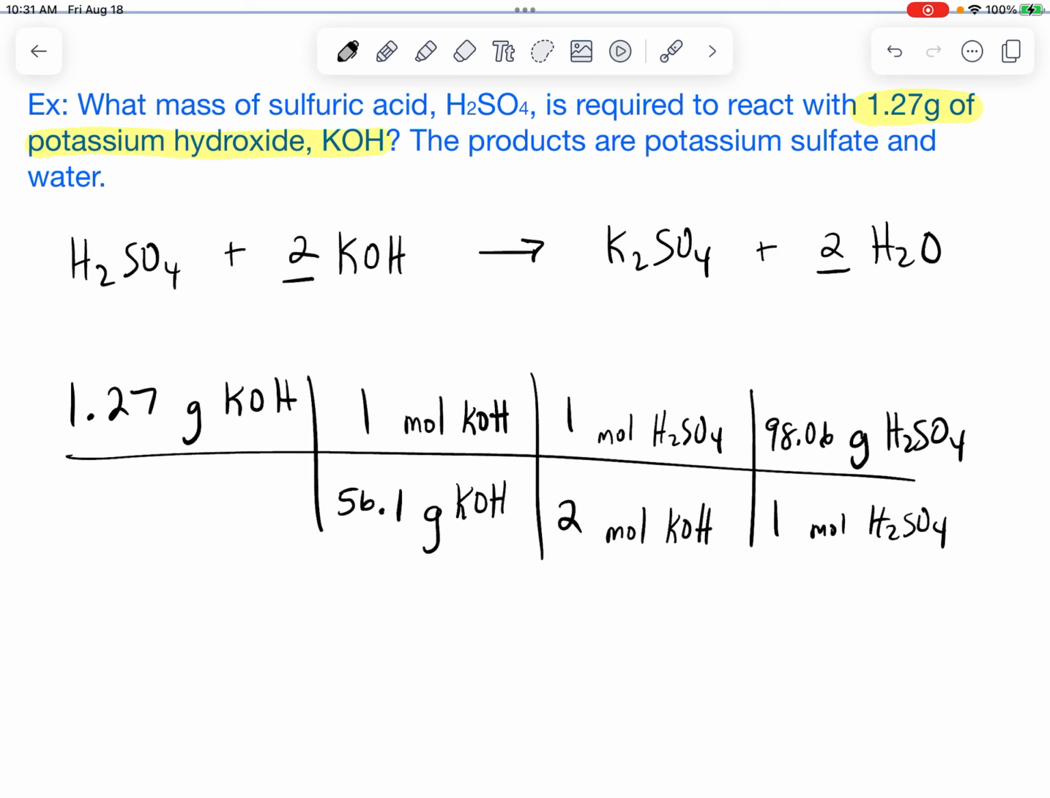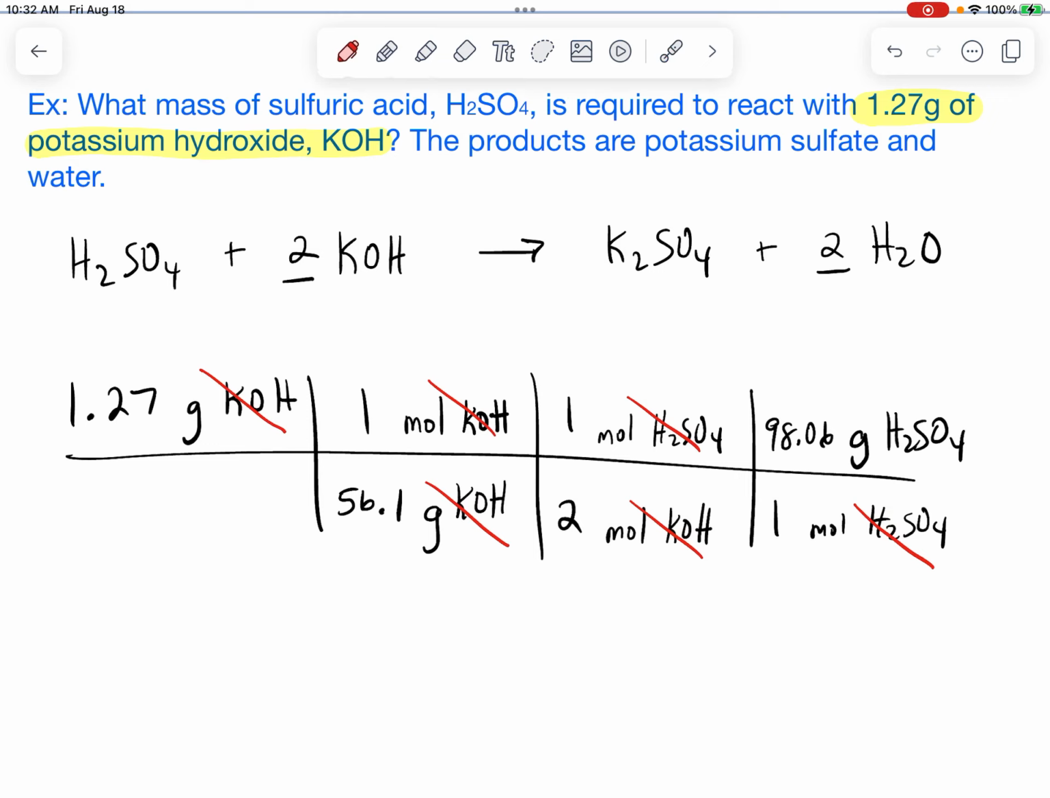And so here's the beauty of the T-chart. I can now cancel out all my units. Grams of KOH gets canceled out. Moles of KOH gets canceled out. Moles of H2SO4 gets canceled out. And so what am I left with? I'm left with grams of H2SO4, which is what the question was asking. What mass of H2SO4 is required to react? So now that all of the other units have canceled out, it just becomes a math problem.